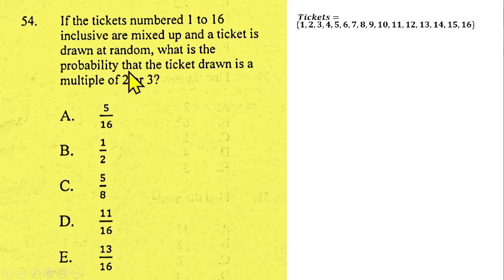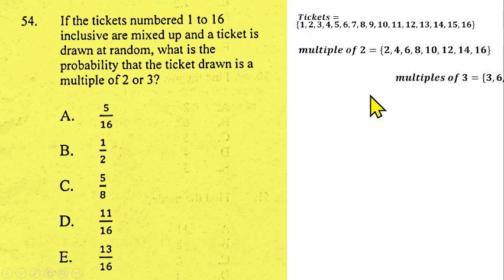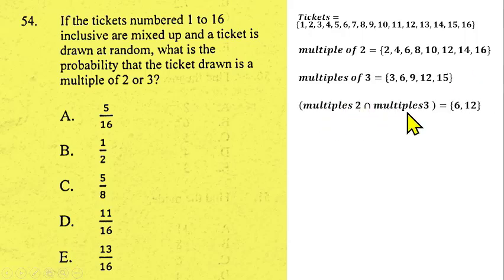We are told that if a ticket is drawn, the probability that it is a multiple of 2 or a multiple of 3. Let's first get the multiples of 2: 2, 4, 6, 8, 10, 12, 14, 16. Multiples of 3 are 3, 6, 9, 12, and 15. These two sets have an intersection, numbers that belong to both, and we need to bring that out. So multiple of 2 intersection multiple of 3 will be 6 and 12.